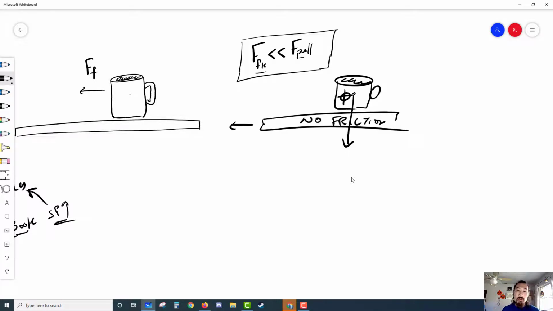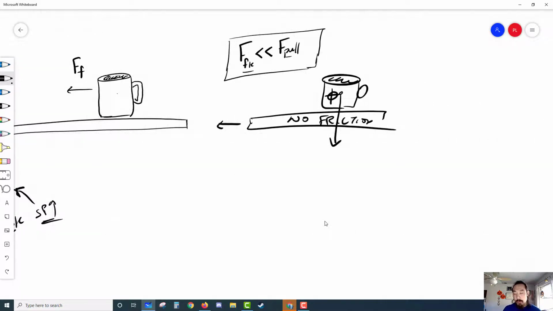We can say that the coffee mug never moves, but the surface below it is moving to the left. Okay, so I'm going to say it one more time. If we're focusing just on the coffee mug, the surface below it is moving to the left. The coffee mug does not move at all. Okay? And so if we were to do the reverse and hone in on the textbook, right?